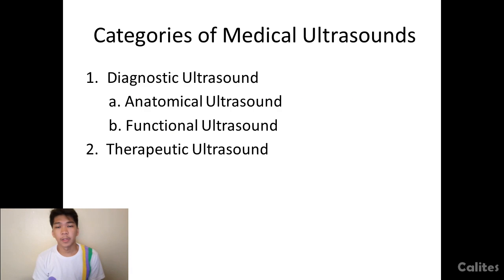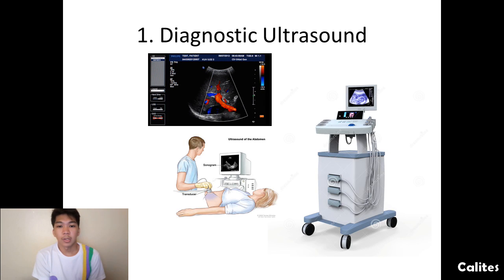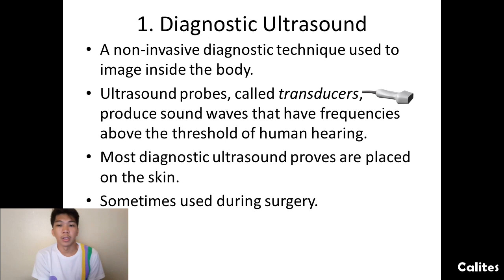So another type of biomedical imaging device is called medical ultrasound. Medical ultrasound falls into two distinct categories. One is diagnostic and the other one is therapeutic. Diagnostic ultrasound is a non-invasive diagnostic technique used to image inside the body. Ultrasound probes called transducers produce sound waves that have frequencies above the threshold of human hearing, which is above 20 kHz. But most transducers in current use operate at much higher frequencies, which is in the megahertz range.